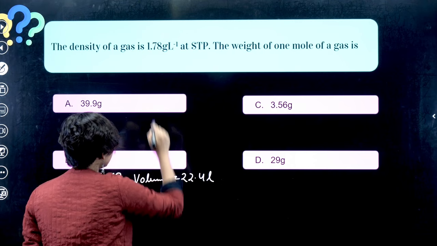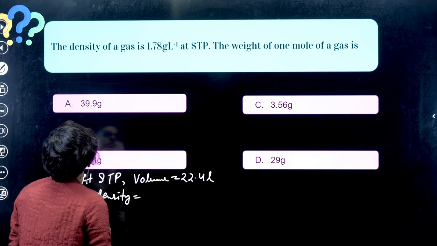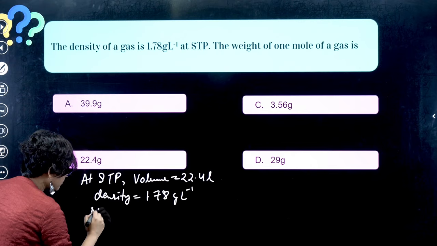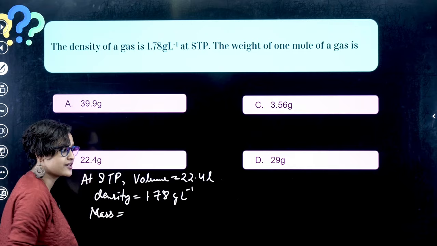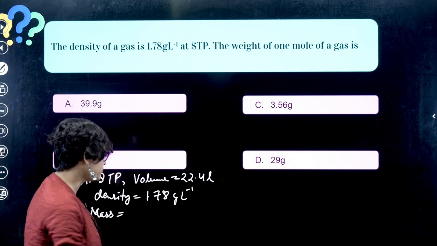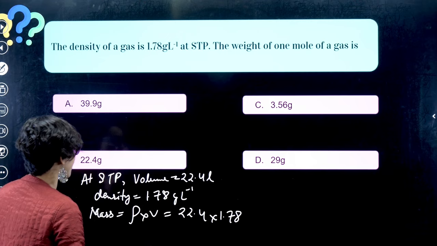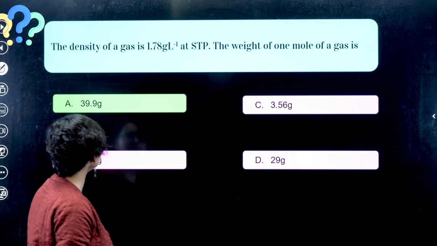Density is 1.78 gram per liter. So what do you have to figure out? You have to find the weight, that means mass. So how do you calculate mass here? Density is given, volume is given. Mass will be density multiplied with volume, isn't it? Rho into V, which is basically 22.4 into 1.78. So this must be around 40, because 22 and this is almost equal to 2. So I think option A is the correct answer, right? Yes. Very easy. See?